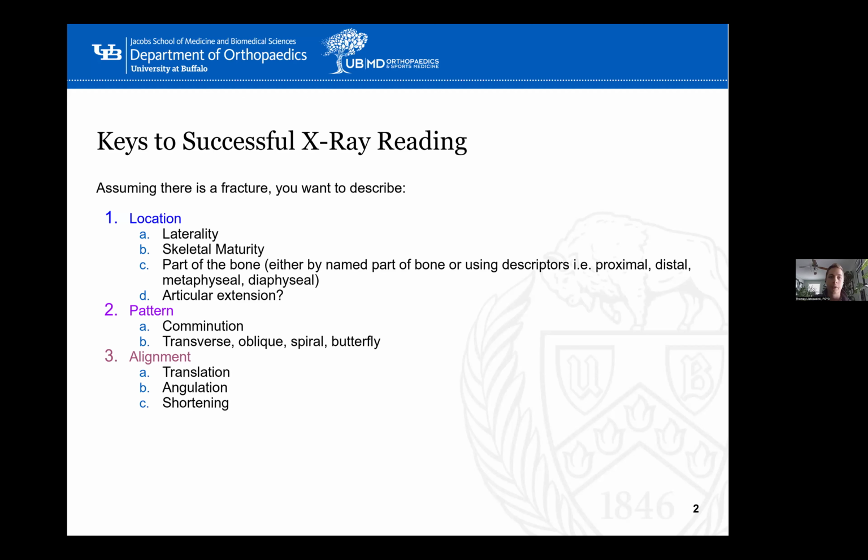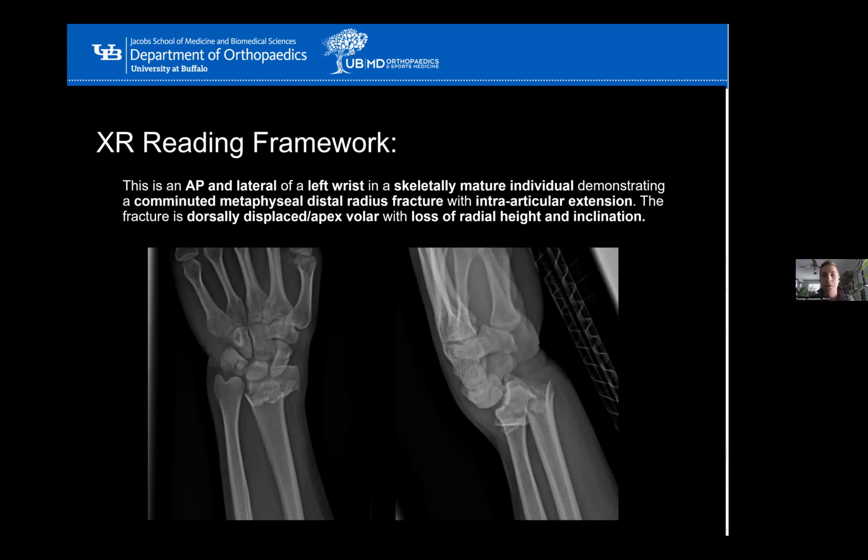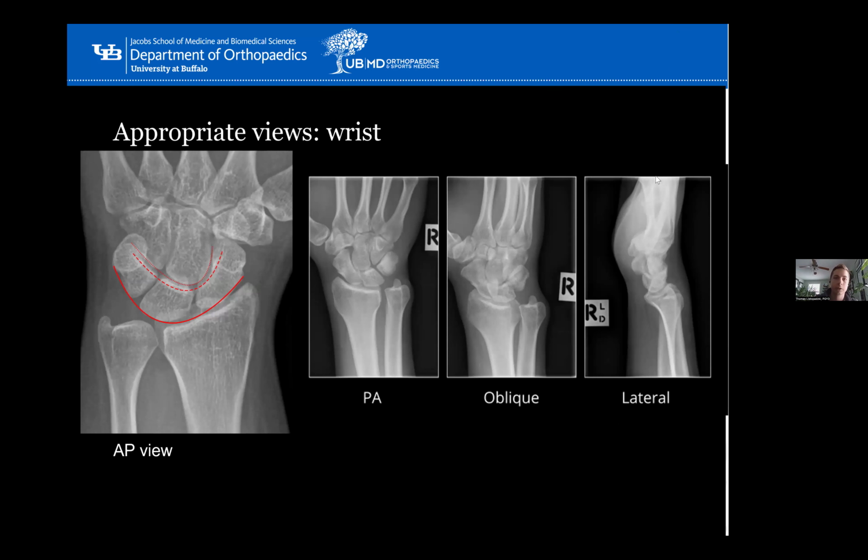And then just as a quick example, of something I'll go into a little bit more: if you're looking at this specific X-ray, one way you could talk about it is we have an AP and a lateral of a left wrist in a skeletally mature individual demonstrating a comminuted metaphyseal distal radius fracture with intra-articular extension. There's also dorsal angulation, or you could say apex volar, and there's also loss of radial height and inclination. One of the other things you could mention is that with it being dorsally displaced, there's loss of volar tilt, but just by virtue of saying it's dorsally displaced, it kind of implies that there's loss of volar tilt.